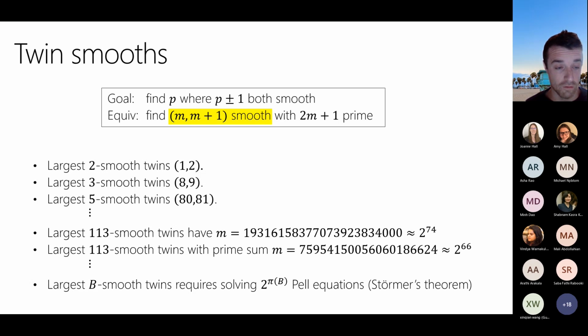So finding all of the twins with the smoothness bound 113 required, and I did that work early on, the solution of 2 to the 30 Pell equations. So 2 to the 30 is a little over a billion, I think. So solving a billion Pell equations to find the largest such twins, where very quickly, as we increase the smoothness bound, if we're going to find all twins, the number of Pell equations grows exponentially. So it becomes infeasible rather quickly. Unfortunately, more quickly than we would like.